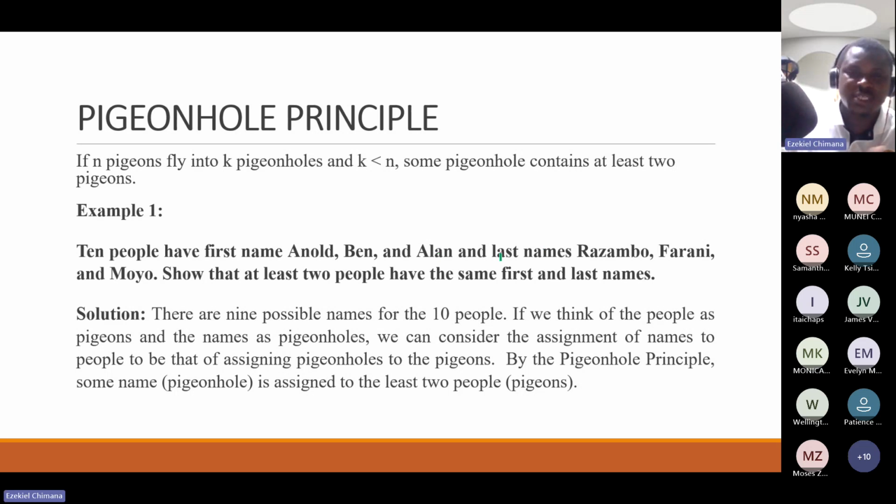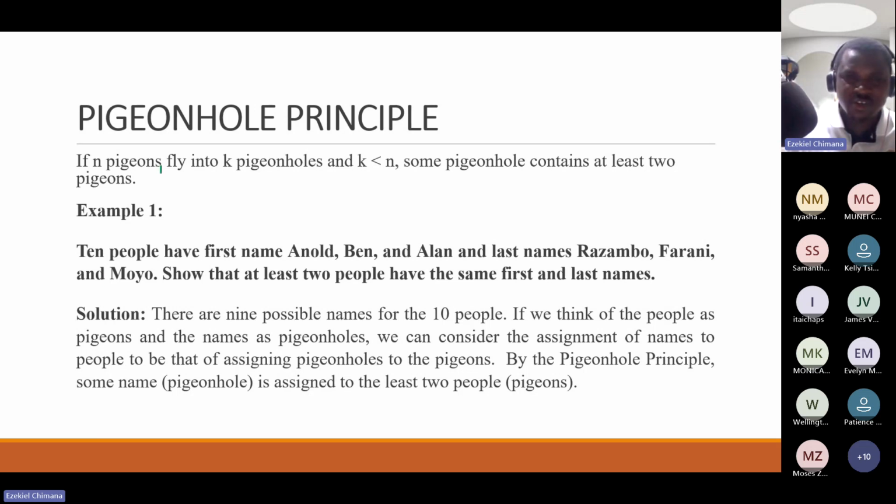And then maybe, if it is Arnold, you can match with Razambo, Farani, and more. Those are 3 different people. You can do the same with Ben, Razambo, Farani, and more. Those are another 3 different people. You can do again for Alan, Razambo, Farani, and more. Those are 3 again different people. And then we've got 9.